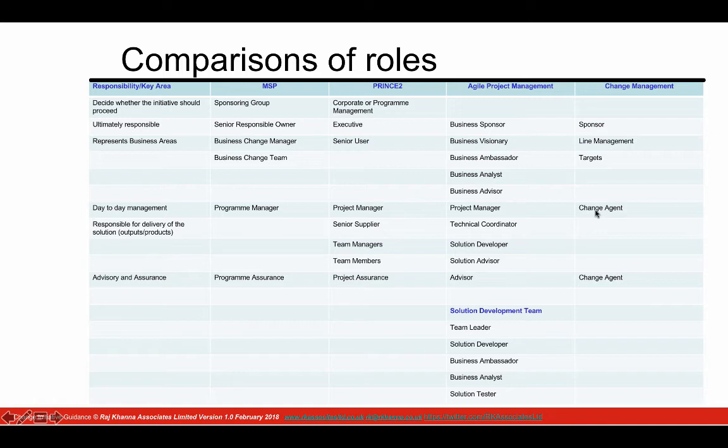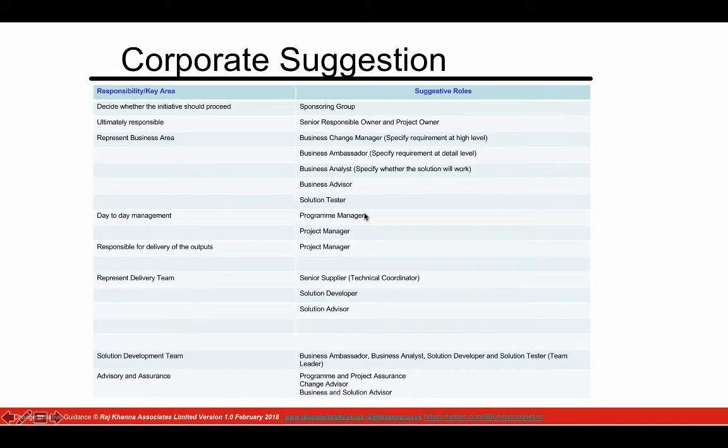Too many individuals in the public sector, in our experience, and some in the private sector, get hung up on titles. I'm a director, so I cannot be a project manager. Well, why not? If that's what your role is. What we would like to share with you is this slide that we put together.